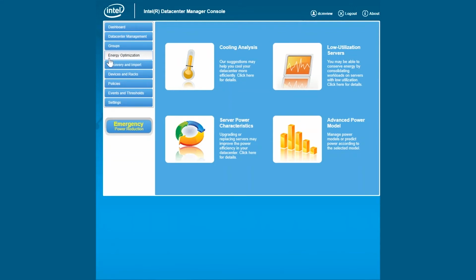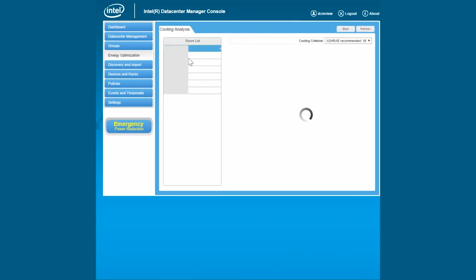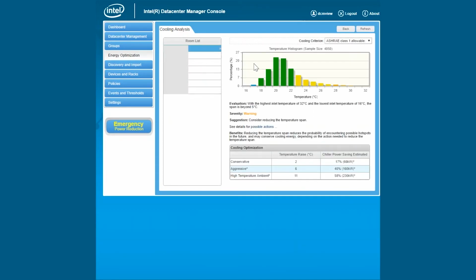Now, additional analytics capabilities are available here in the Energy Optimization tab. And I want to start with the cooling analysis capability. So if in the layout we were able to see hotspots and identify issues in specific areas of the data center, the Energy Optimization cooling analysis allows you to actually zoom out and take a look at the data center as a full facility to understand how efficient this data center is running. And I will explain what we're seeing.